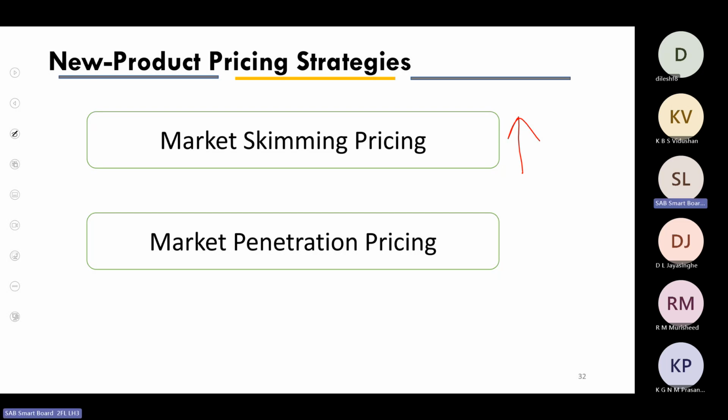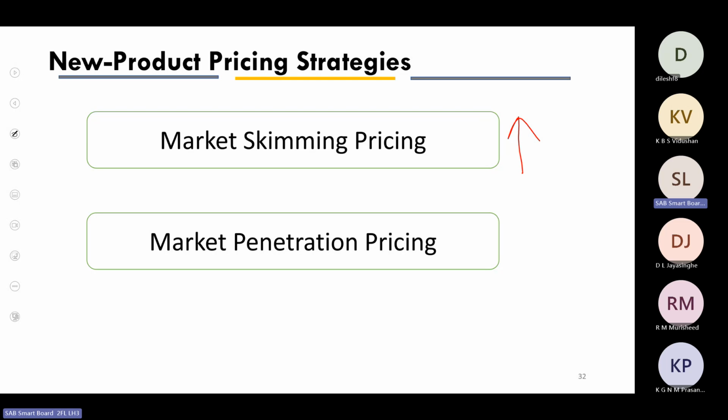What are these? Customized items. Customized items, we can always go for high prices. Not only at the initial point, even when we get matured, when we get established in the market, we can go for high prices.